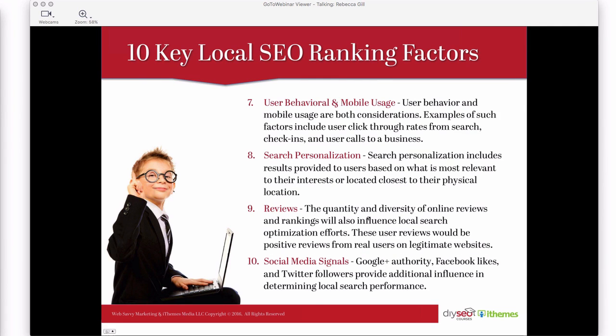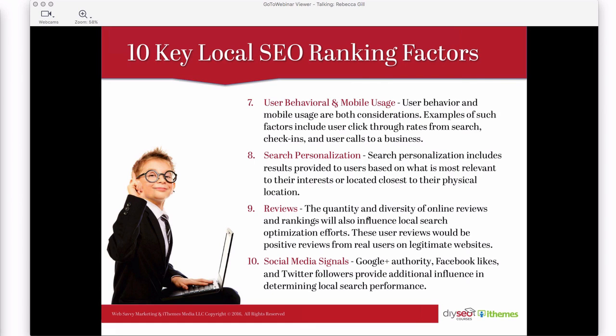Okay, number 7, same as national, it's user behavior and mobile usage. What are people doing when they're interacting with the website? Do they click through? Are they using the click to call function? Are they checking in? These are all references and data points that the search engines utilize to decide who they should rank and who they should present highest on page 1. Search personalization has driven me crazy since it came out years ago. It's still a factor, something to take into account. I wouldn't stress too much on that because it's not something you can control, but be cognizant of it.